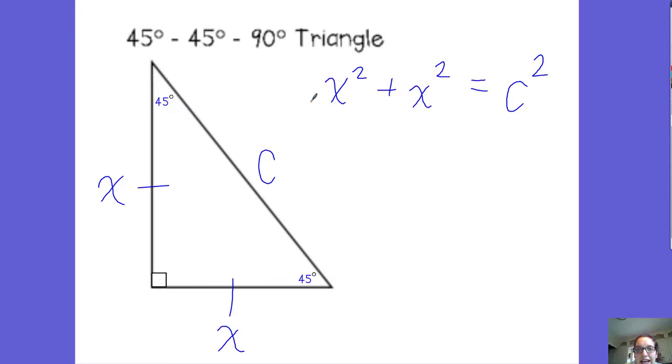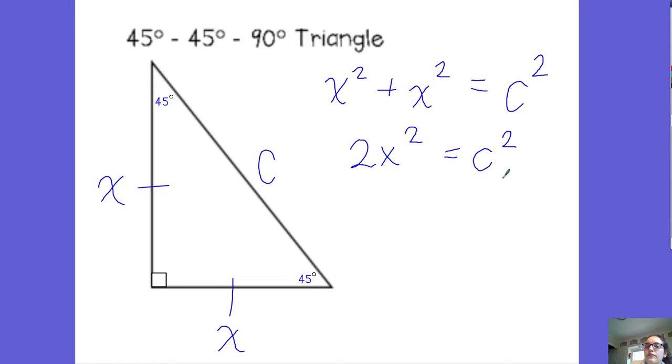I have like terms right here. I have 1x squared plus 1x squared. So I can combine those to get 2x squared. So 2x squared equals c squared. And so I am trying to solve for c. So I currently have c squared. I want to just have c all by itself.